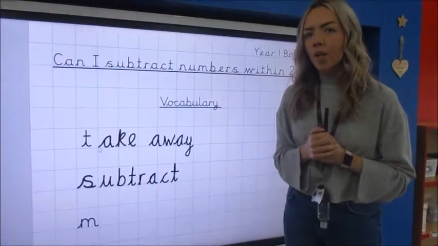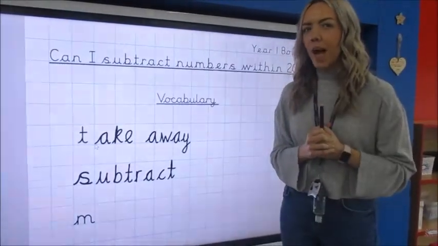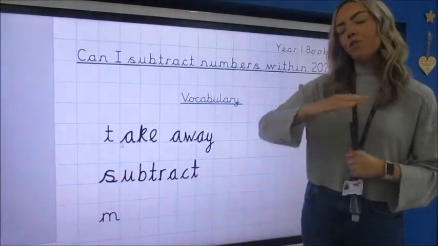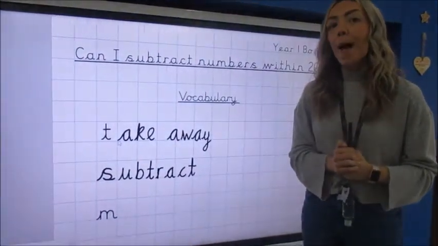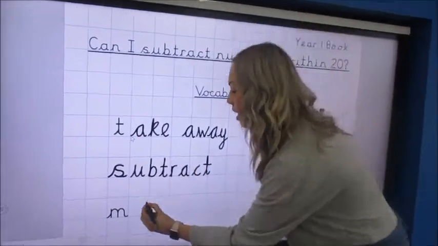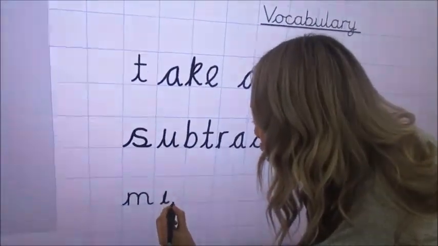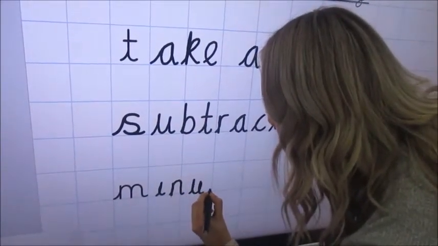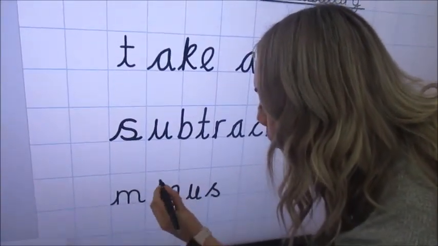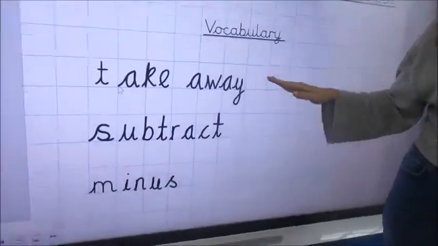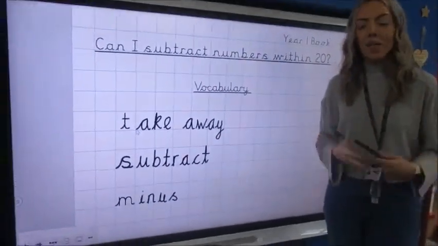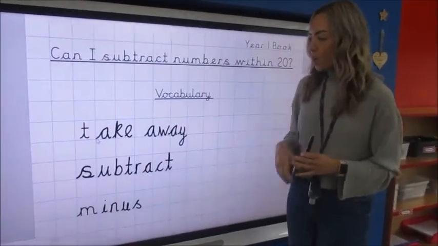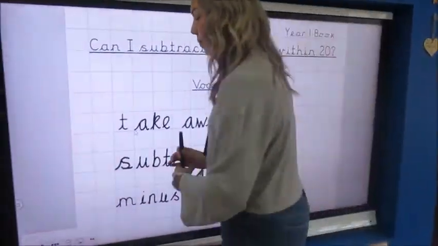This is a tricky one, I have said it though. So we've got take away, subtract, or minus. And you will see some of this vocabulary in your workbook. So it's really important that we know what our vocabulary words look like, so we can help then to read our word problems, okay? So we've done our vocabulary.